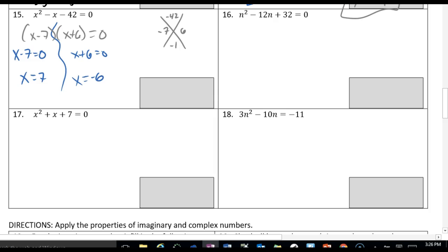Okay? So when you look at number 16, this is where you can make the determination about which method you want to use from here. A is 1, B is divisible by 2, so I could complete the square if I wanted to. At the same time, if I wanted to try to factor, I could. I could say, all right, let me just check.